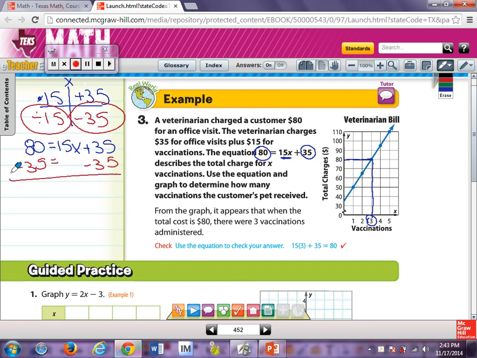80 minus 35 is 45. Equal sign drops down. The 15x drops down. 35 minus 35 is 0. Now, I have to divide by 15. I'll divide this by 15 and this by 15. 15 divided by 15 is 1x, and 45 divided by 15 is 3. Therefore, since x talks about the number of vaccinations my pet got, then I know my pet got 3 vaccinations.